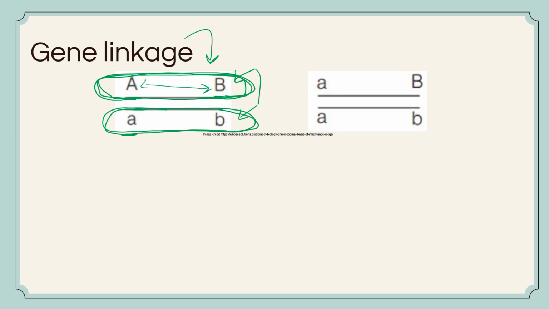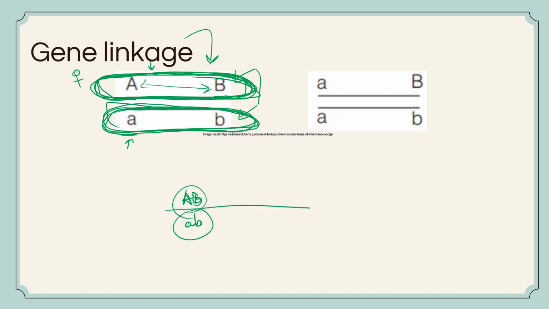So when I do a cross, let's say that this is the mom. I'm going to have some eggs that are big A, big B, and some eggs that get this chromosome that are little a and little b, and that's it. I don't have to do all the other things. An egg is going to get that chromosome or that chromosome, during meiosis.